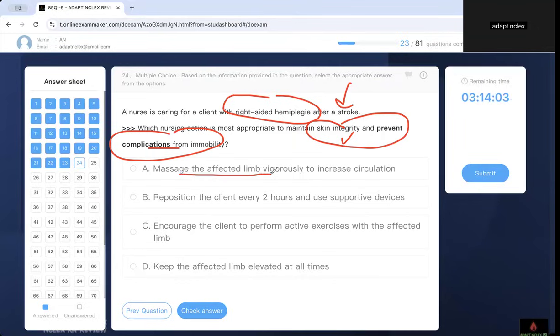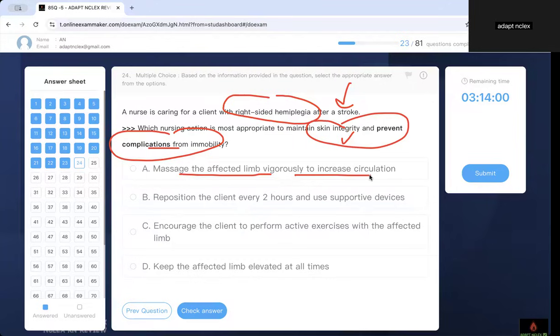Massaging the affected area. Is it protecting the skin to ensure increased circulation? Is that what you want to do? Reposition the client every 2 hours and use supporting devices. Is that what you want to do? Encourage the client to perform active exercise with the affected limb. What do you think? Keep the affected limb elevated at all times. Which answer choice will you select? Put down in the comment, let me know. Have you locked in your answer choice? I want you to lock in really tight. Don't change it. But now let's get to it. Let's break down the answer choices and see what is the right one.